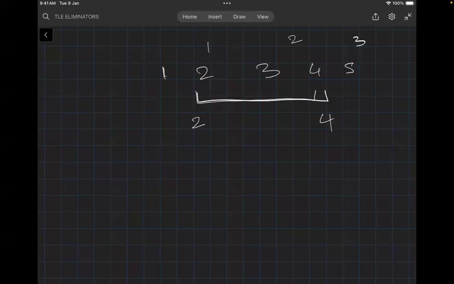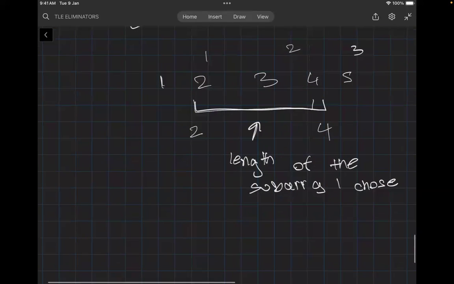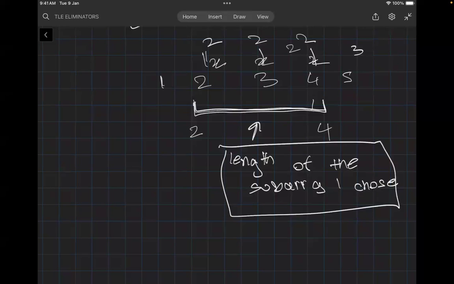And the cost of this is the length of the subarray I chose. So this is what the problem statement says. I can do this at most one time. Select any subarray and then put all the elements to whatever you like. Either you can put it to 1, 1, 1 or 2, 2, 2 or any value x, x, x. And the cost of this is the length of the array chosen.